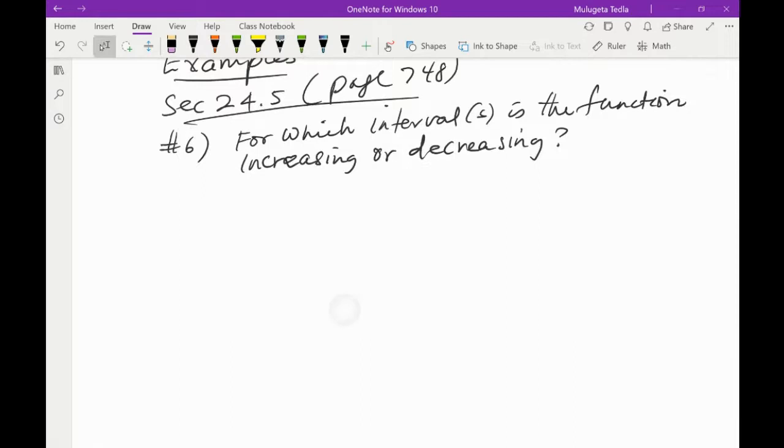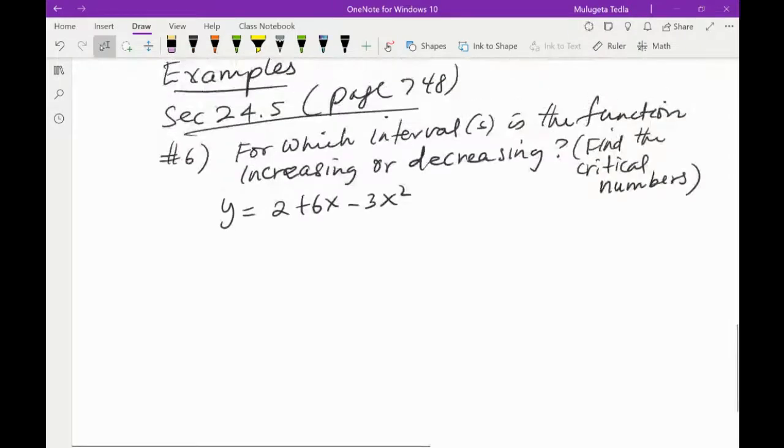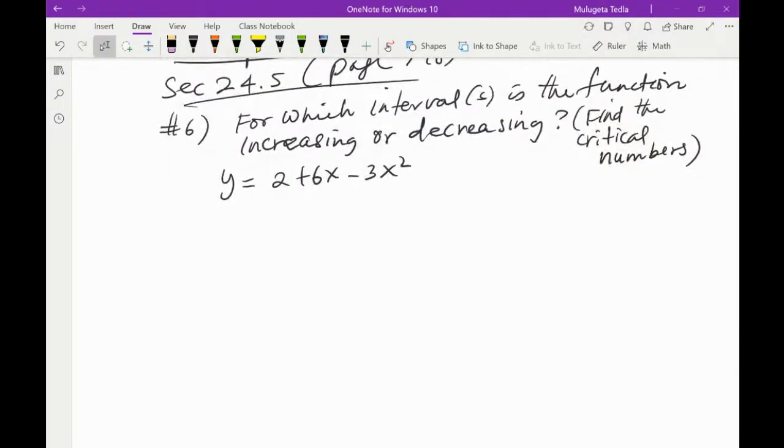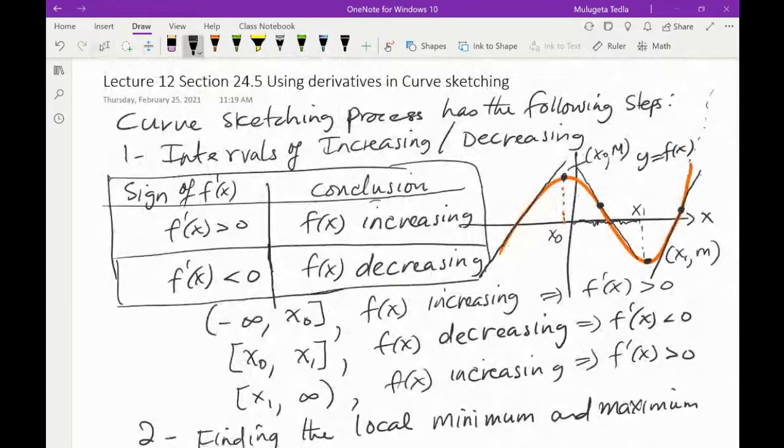Okay, what is the function? So y equal to 2 plus 6x minus 3x squared. I will also ask you to find the critical numbers, because without that you can't find the increasing and decreasing. Of course, if you are asked to find the increasing and decreasing, you should think of the slope, right? Remember our definition of increasing and decreasing? The slope greater than 0, it's increasing. The slope less than 0, it's decreasing.